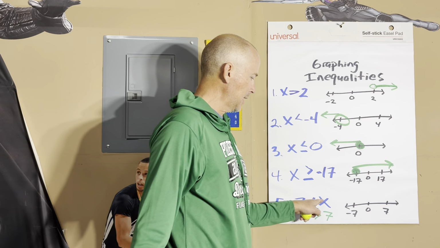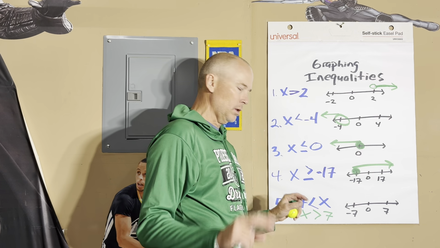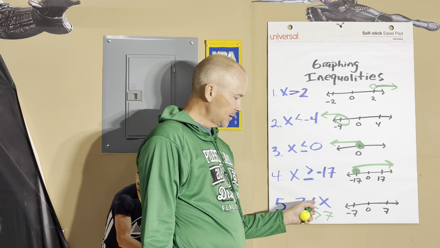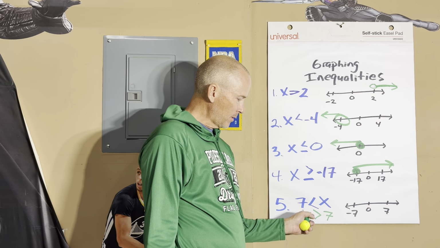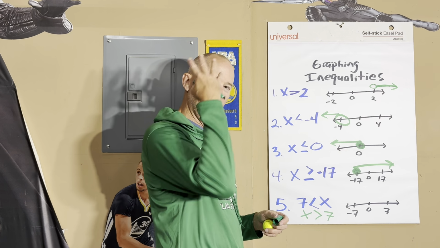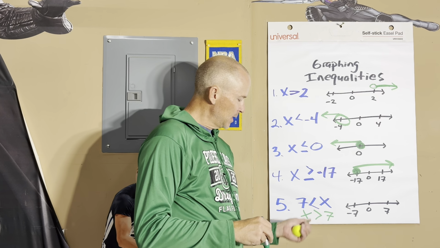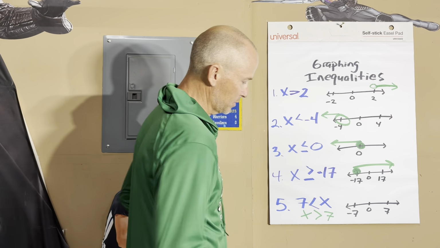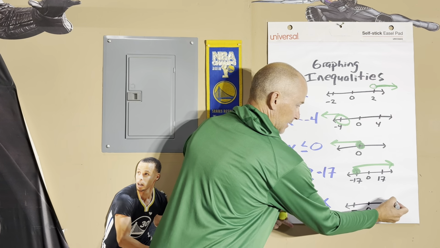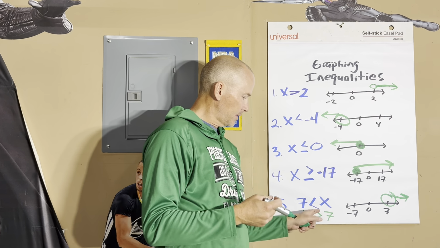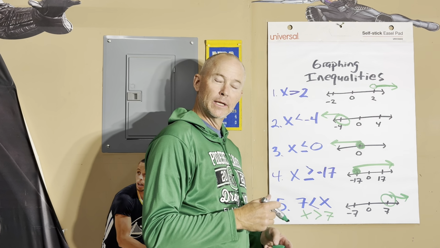I just took the exact same inequality and I flip-flopped it. 7 is less than x. x is greater than 7, 7 is less than x. If you put the variable on the left side, it just works better for my brain. So now x is greater than 7. Closed circle, open circle, closed circle, open circle. x is greater than 7, but it's not equal to 7 because there is no line underneath.